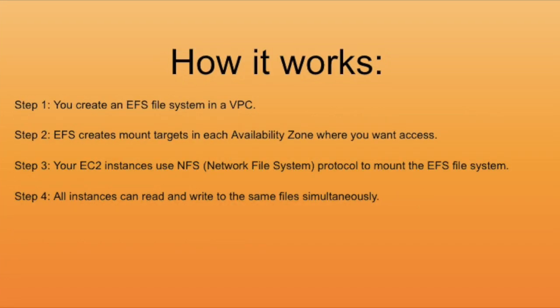So the way it works is, first you create an EFS file system in a VPC. Next, EFS creates mount targets in each availability zone where you want access. Then your EC2 instance uses the NFS protocol to mount the EFS file system, and then all your instances can read and write to the same file simultaneously. The file system is automatically replicated across multiple availability zones for high durability and availability.